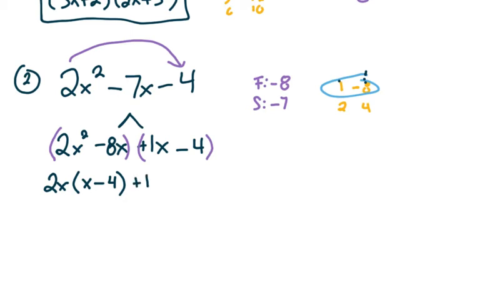So I factor out a positive 1. And when I divide each term by positive 1, I'm left with x minus 4. So what's inside the parentheses is one of my answers, and the GCF on the outside is my other.